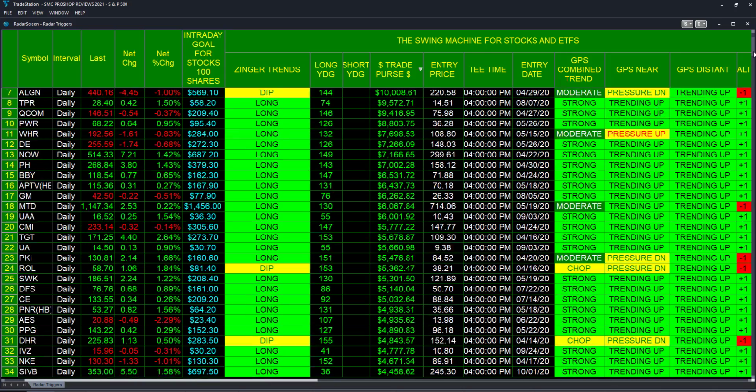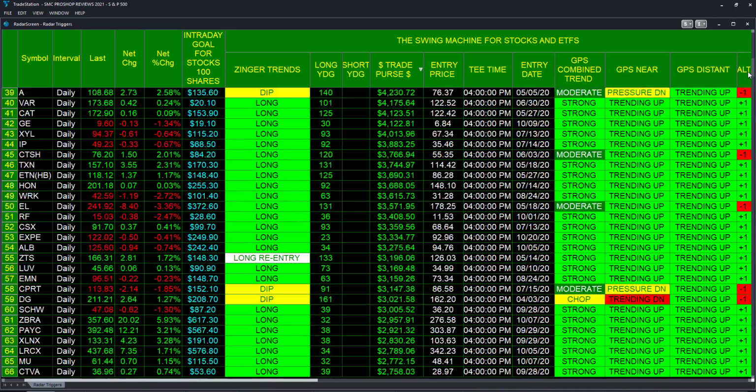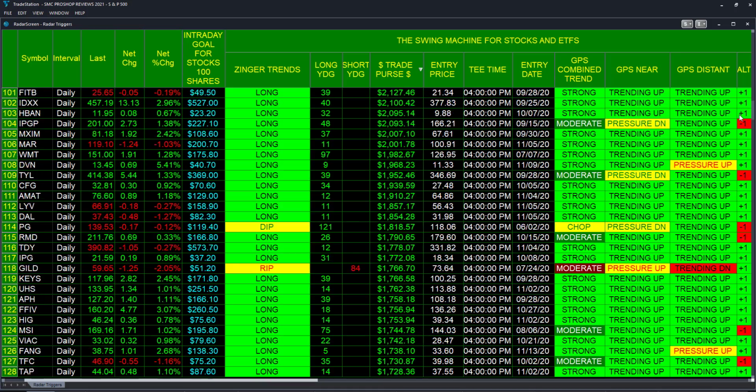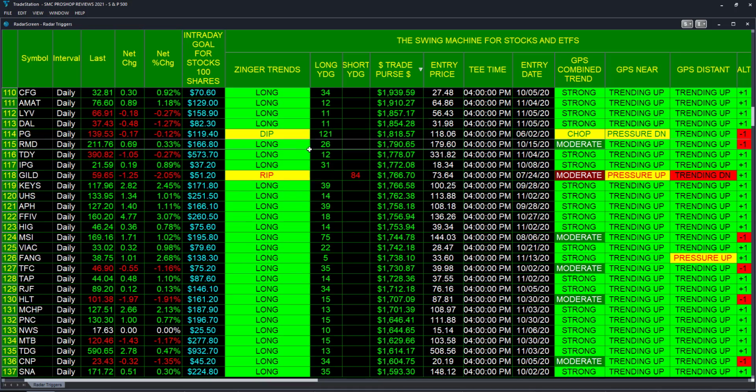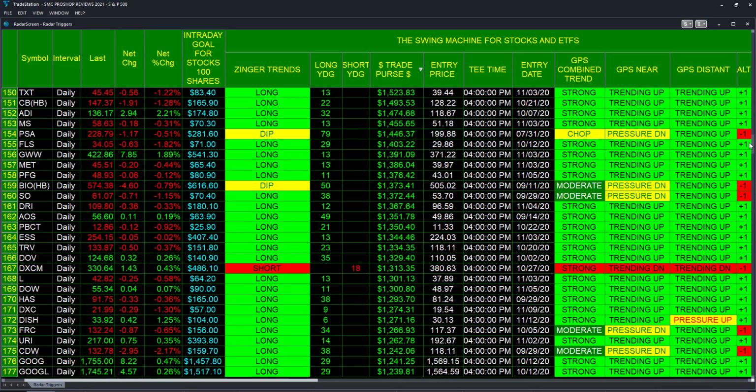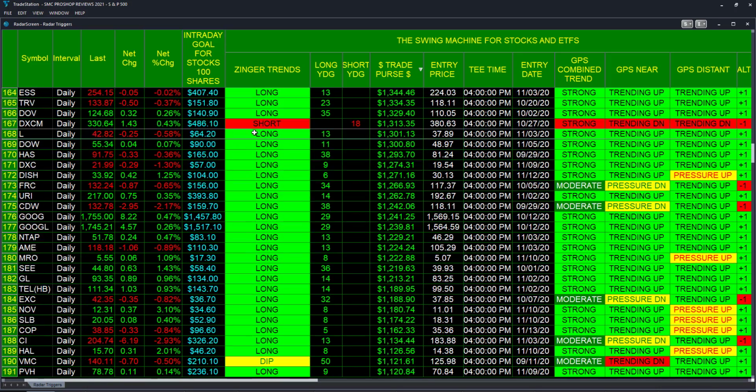So we're going to scroll down and you get to see the purse. And this is the whole S&P 500. And you can also see they're either long. This is in a dip. This is actually short. Guild is short, been short for 84 days, and the price is rising against the short. It's a rip against the short, but it's still profitable. So let's scroll down and let me show you, this one also is short, and you can see it's 18 days ago, and it is up.